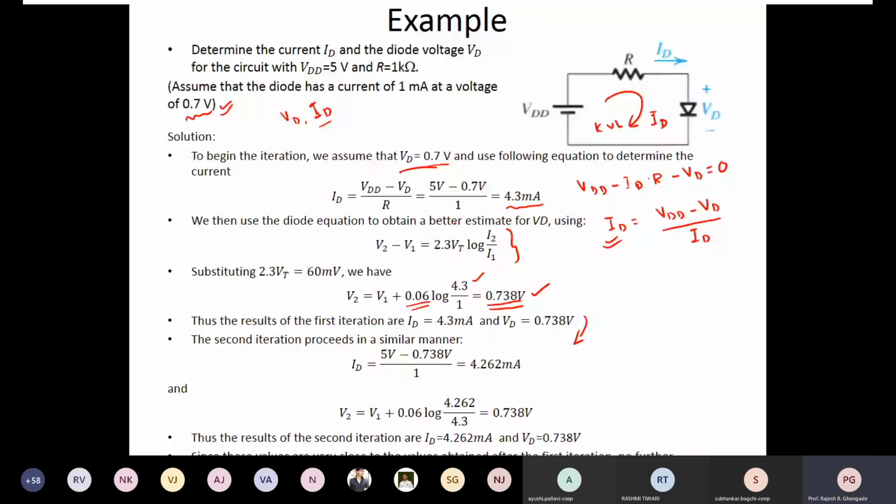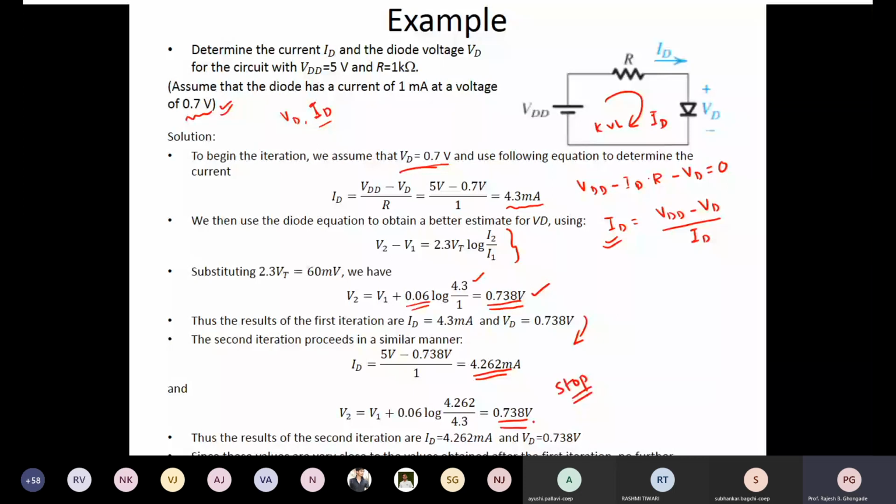Again, carry out the second iteration in a similar manner, and I can now estimate more accurately the value of ID, and it turns out to be 4.262 milliamperes. Again use this equation over here and estimate the value of V2, which fortunately turns out to be the same value. So we can stop the iteration because the value has converged. There is no more change in the value.